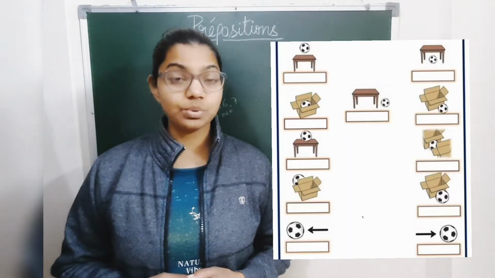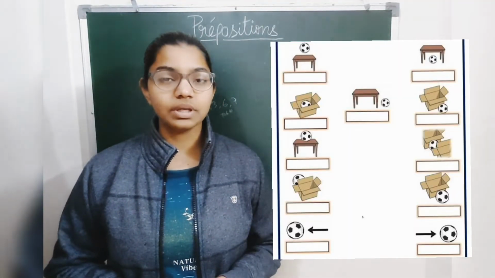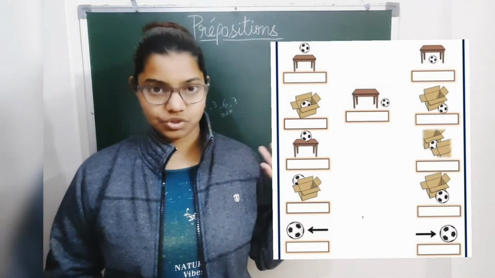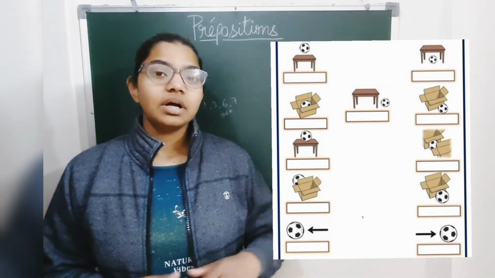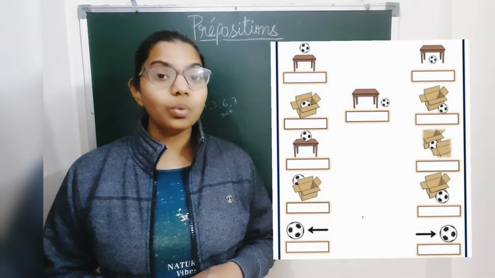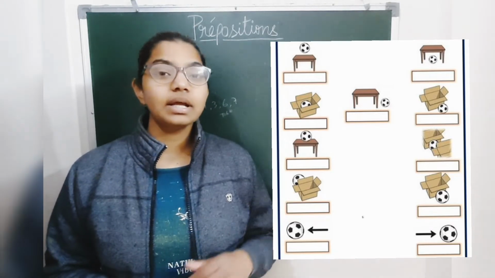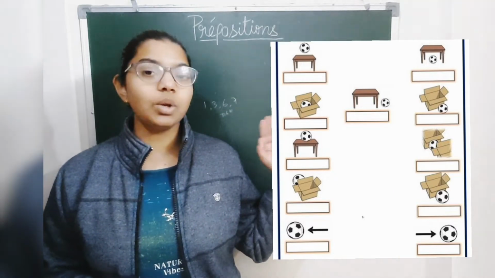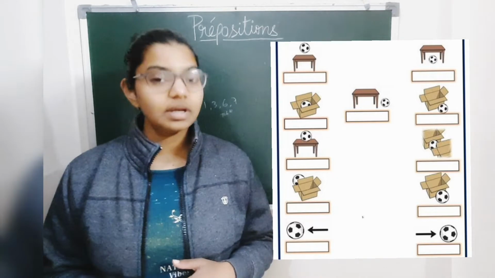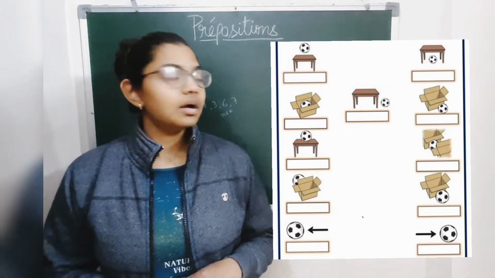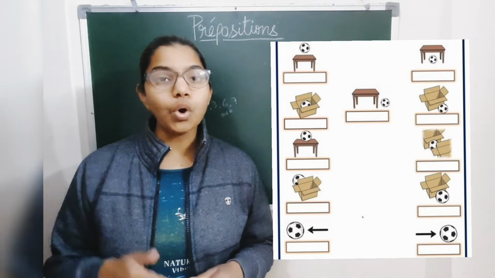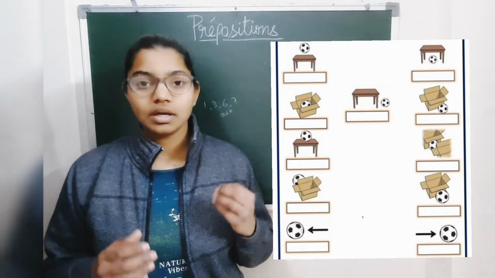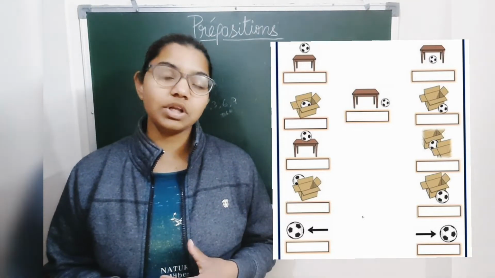Now let's see the picture on the board. We have to place the preposition according to the location. In picture number 1, la balle est loin de la table. Far from the table. In number 2, la balle est dans la boîte. That means in the box. Boîte means box.